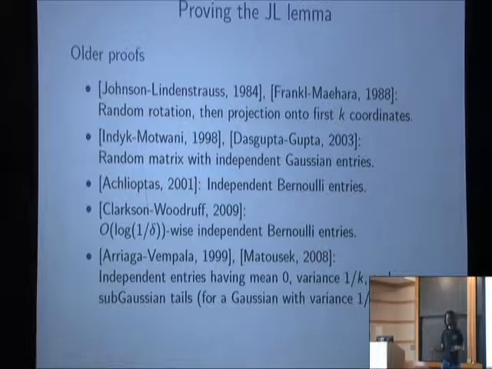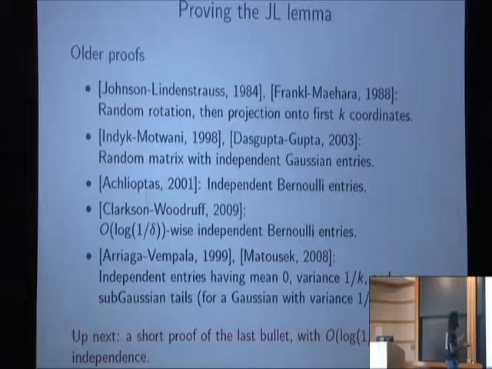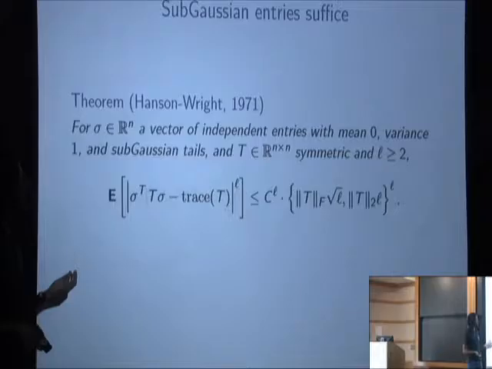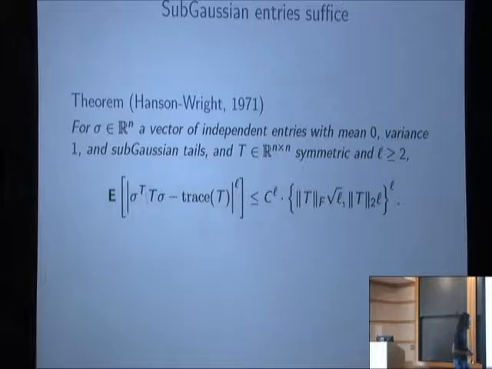Okay. So what I'm going to show you is a proof of this version, modulo some lemma, which I'm just going to invoke. And it's only going to need bounded independence. Okay. Questions about anything? No. Okay, and to prove it, I'm going to use this moment bound. Okay. It just says that if you have some matrix T and you have a vector sigma where its entries are independent, coming from some sub-Gaussian tail distribution, okay, then you have this bound on the high order moments. Okay.